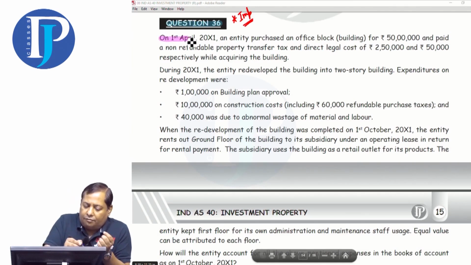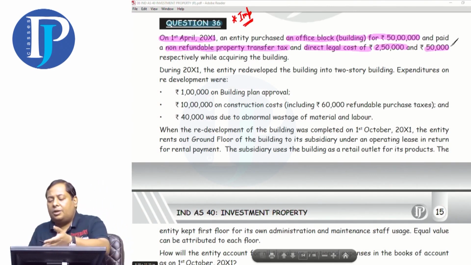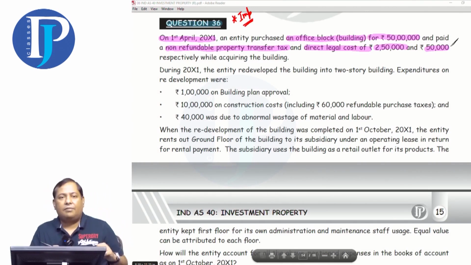In this, on 1st April X1, an office block was purchased for 50 lakhs. It includes non-refundable property tax, transfer tax and legal fees during the process, 2,50,000 and 50,000. The cost of the property is 53 lakhs.